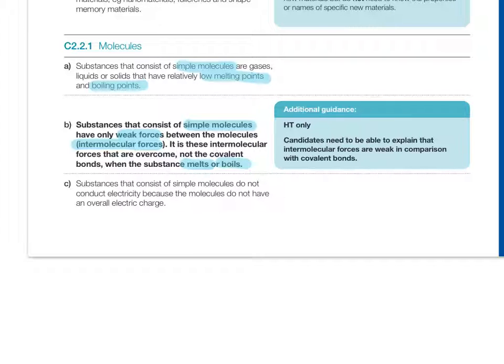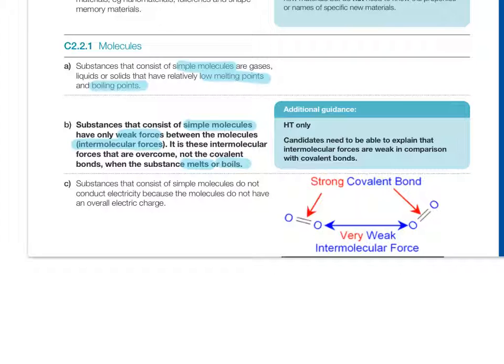looked at previously, they have strong covalent bonds between atoms and they have weak intermolecular forces between the molecules of the substance. So an example of this is in oxygen, where you have strong covalent bonds between the oxygen atoms to make O2. And then between every O2 molecule, you'll have weak intermolecular forces. And it's those weak intermolecular forces that you're breaking apart when you melt or boil something.